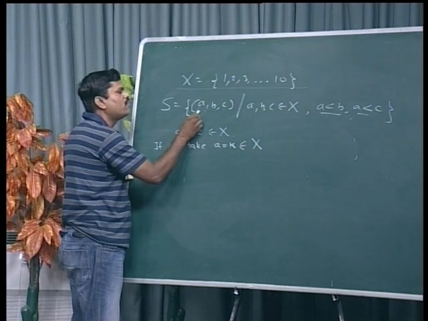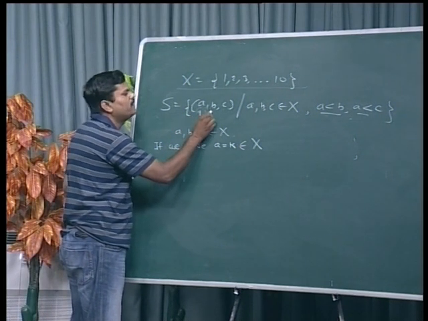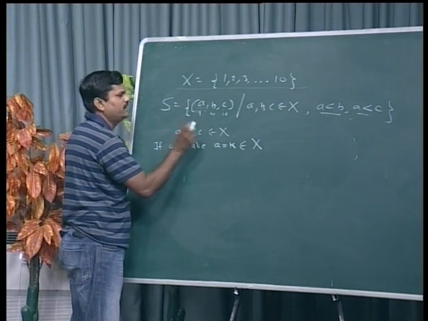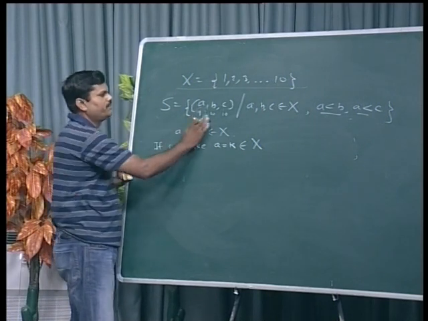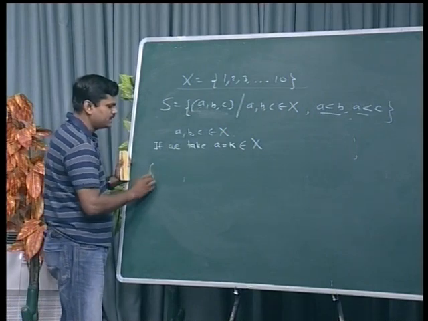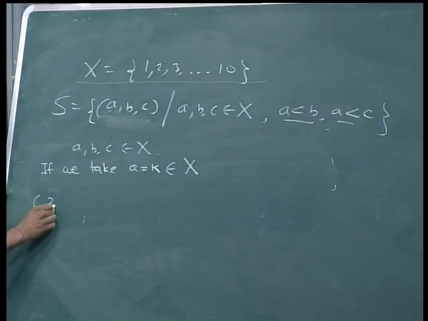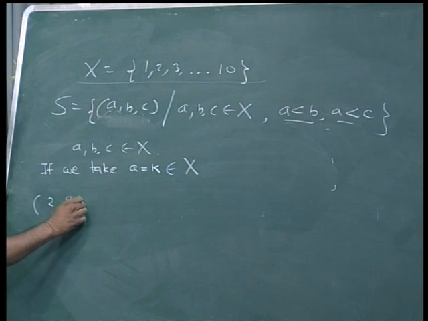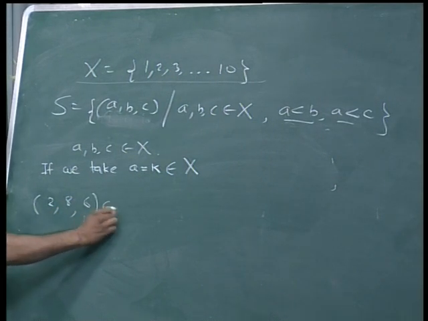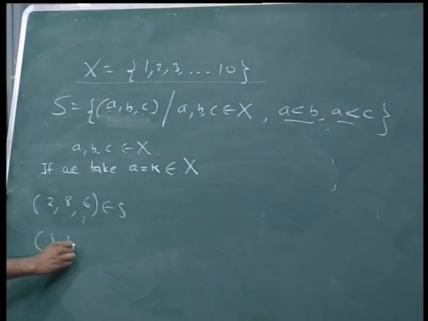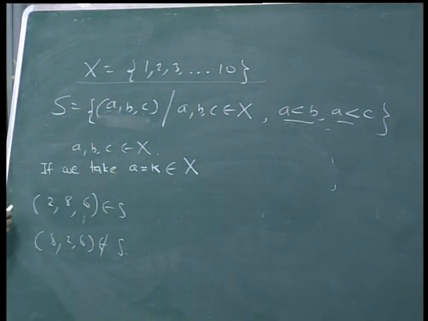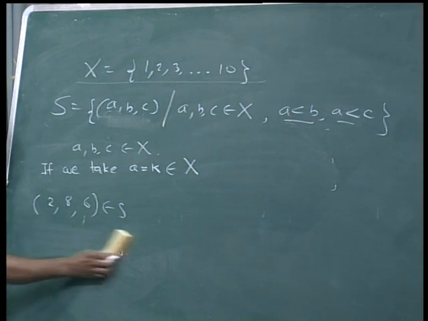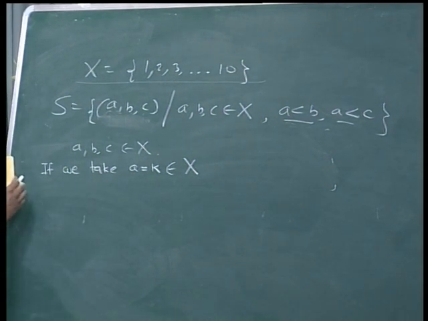I can take A equal to 9. If I take A equal to 9, then the only possibilities for B and C are 10, 10. So this is a possible triplet, an element of our set S. In short, our set contains triplets like 2, 8, 6. This belongs to S, but 8, 2, 6 does not belong to S because it does not satisfy that condition: A less than B is not true here. So we have to find the possibilities.